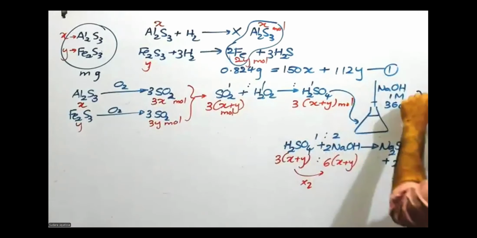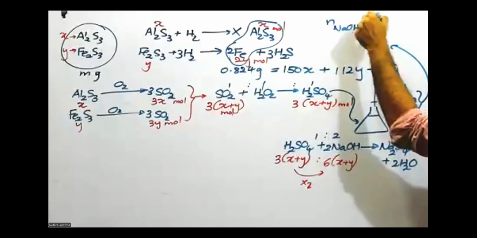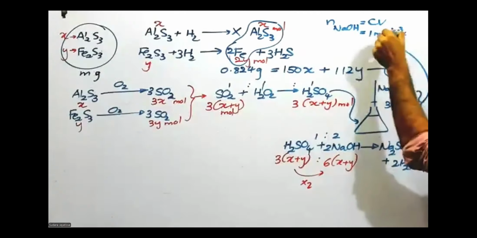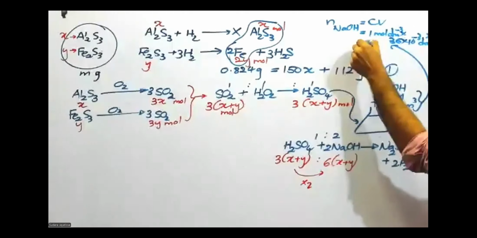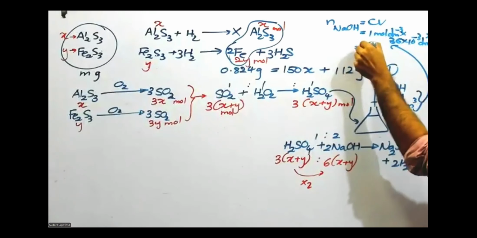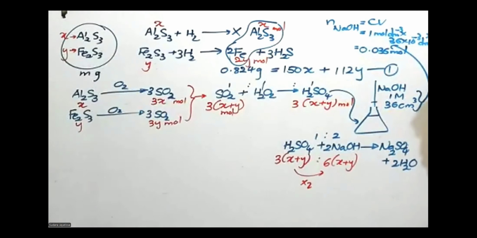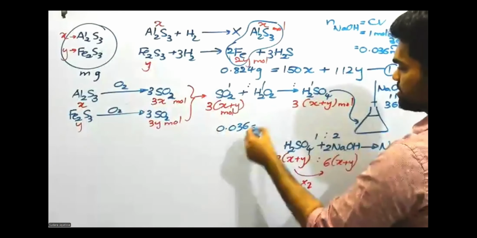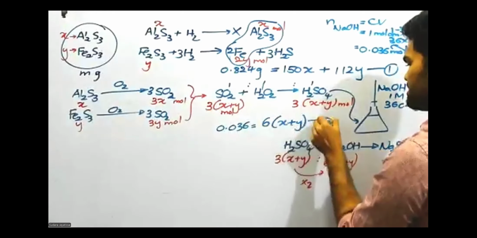Here we can just simplify the moles on this side. Moles of sodium hydroxide is equal to concentration times volume. 1 mole per decimeter cube times 36 times 10 to the power minus 3 decimeter cube. So that means you can write 0.036 moles, or you can use scientific notation if you want, right? And the final equation is 0.036 is equal to 6 times (x plus y). And this is our second equation.